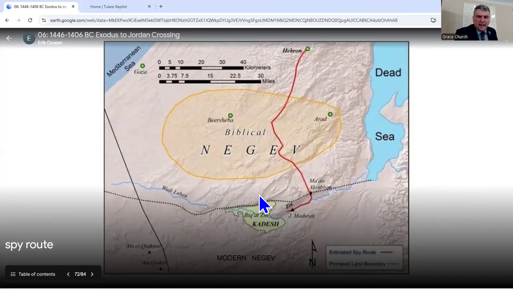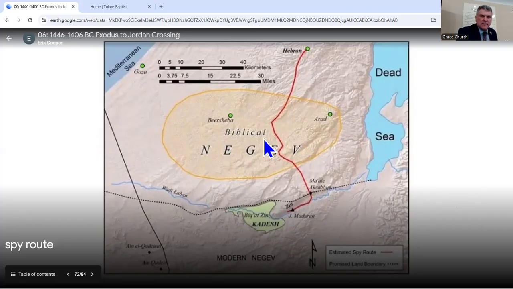So here they are. They made it up to Kadesh in the yellowish here, and they're going to be sending the spies up along this red trail here in to explore. So we've got the solid line here. That's the modern boundary between the nation of Israel and Egypt, which includes the Sinai Peninsula there. This dotted line is the boundary for the promised land that they are given. And so they are outside of it.